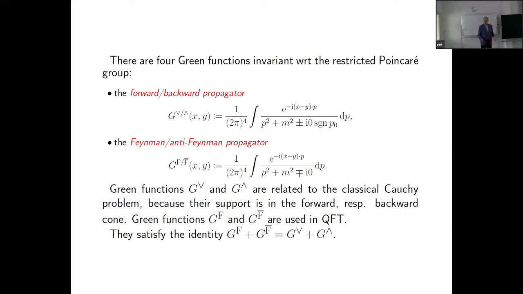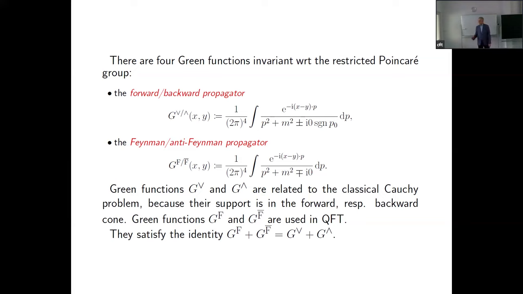They are invariant with respect to the Poincaré group, and they are in every old-fashioned textbook on quantum field theory. So first, there is the forward and backward propagator, which describes the propagation to the future and to the past. They can be defined in the momentum space by an appropriate prescription how to bypass the singularities of the denominator, and these propagators have a support in the future cone or in the past cone.